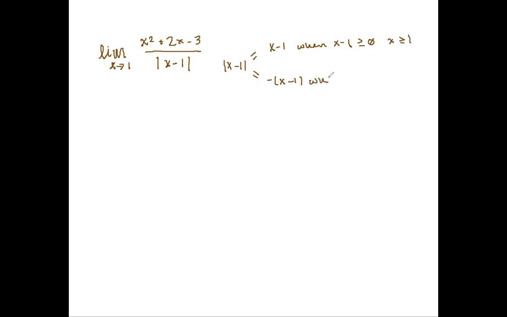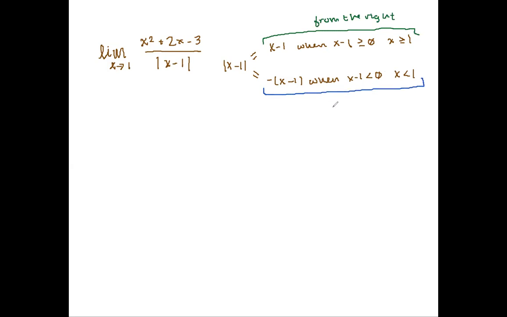Then if that is when x minus 1 is greater than or equal to 0, here it is less than 0, right? All other cases. So this is when x is less than 1. So we have established greater than or equal to, from the right. Less than, approaching 1 from the left. What is one other thing that we might want to think about doing before we start solving this problem?